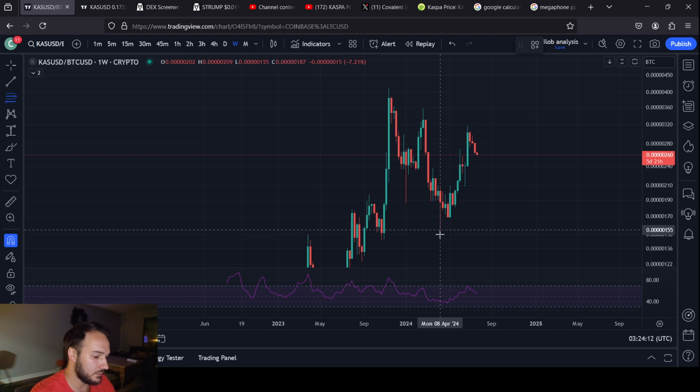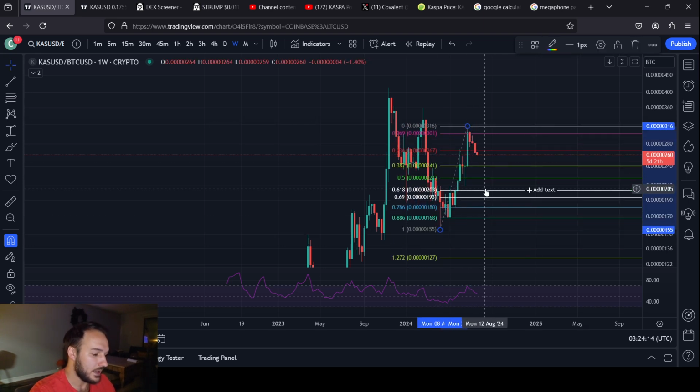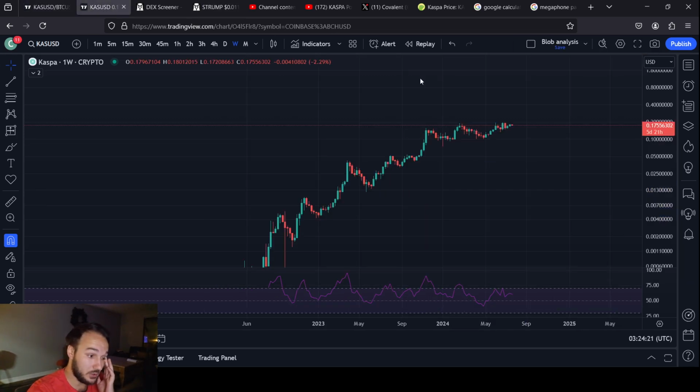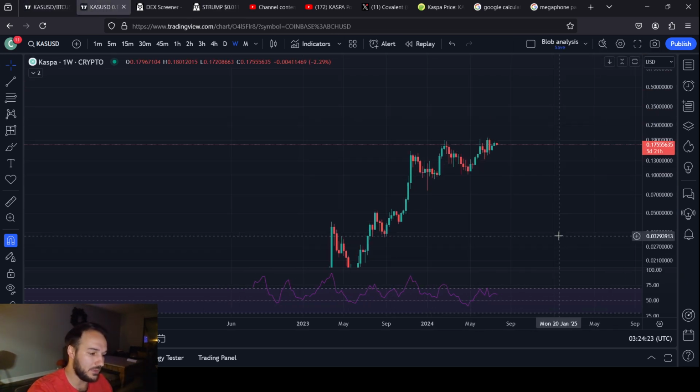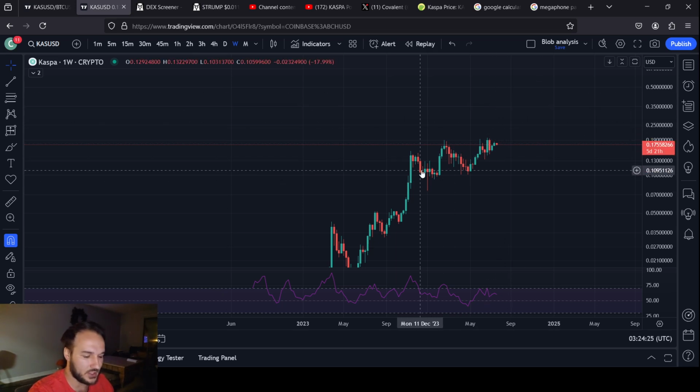So over the weeks, over the months, Bitcoin will probably break out. KASPA probably moves up as well. It just doesn't move up as much as Bitcoin. Or there could be a worse scenario where KASPA moves down and Bitcoin moves up. That would be worse. But I have a feeling it's going to continue to move higher.